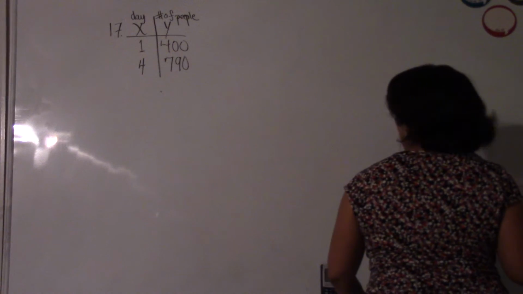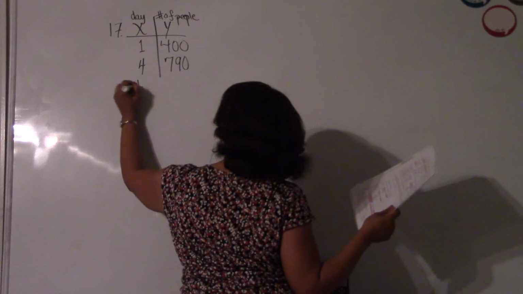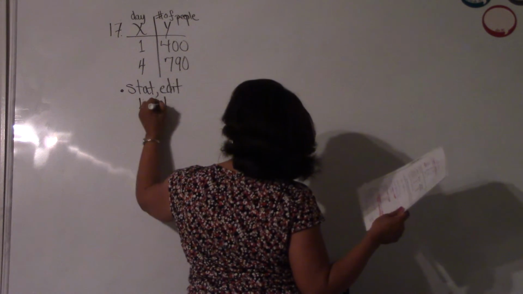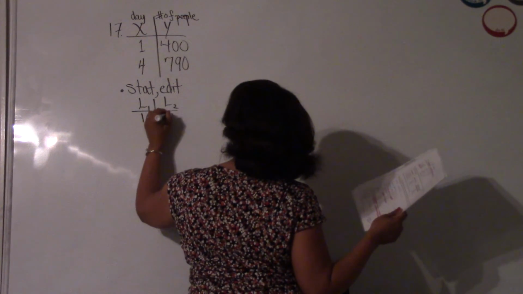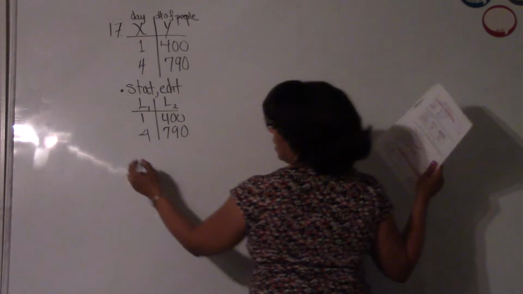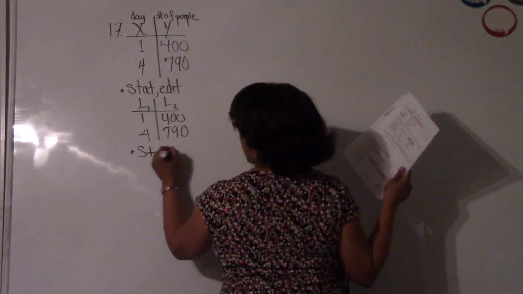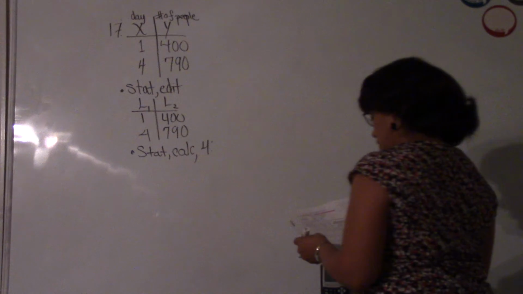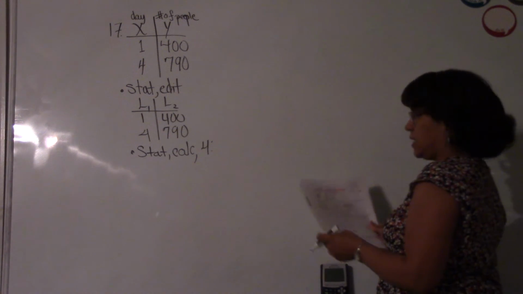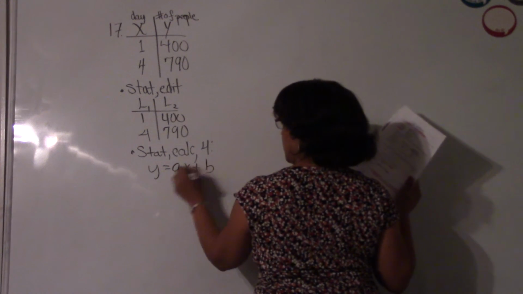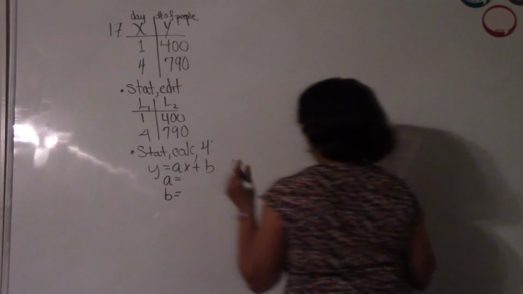Yes, you could definitely put that in your calculator, the same way we've done all the others. You would hit Stat, Edit, and then go to L1, L2, put 1, 4, and then 400, 790. Then you can hit Stat Calc. And what number are we looking at? Right, number 4, linear regression. Then after you get your y equals ax plus b, and we're given our a and our b, let's see what I got.